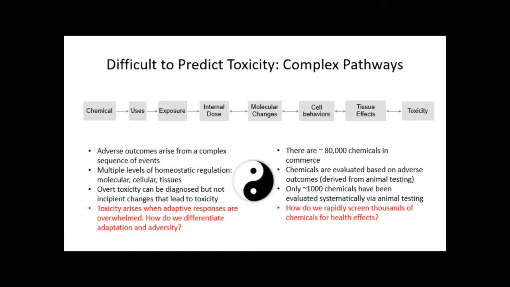And so why yin and yang? Well, this is this challenge that we face. On the one hand, complexity of the system and the difficulty in understanding what's going on. And then the real problem: we have 80,000 chemicals. They're evaluated not based on information over here, although it's changing. For the EDSP program, we now look at changes that happen over here in receptor activation and use that to prioritize chemicals. But mostly, we must get animal toxicity data and regulate chemicals based on toxicity observed in animal studies. So the question is, how are we going to rapidly screen thousands of chemicals, right?